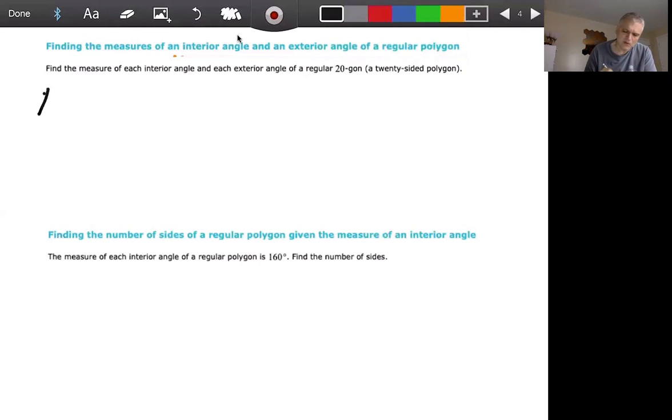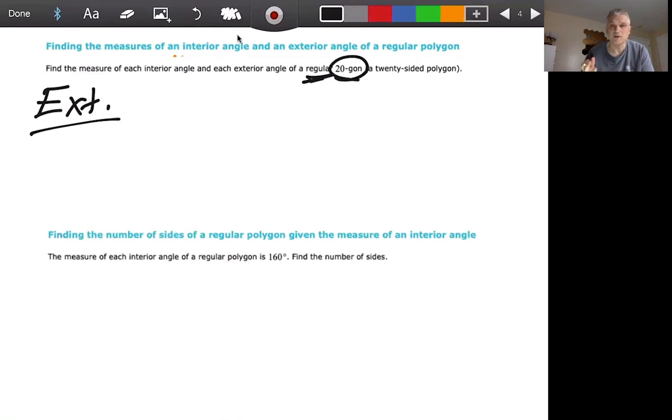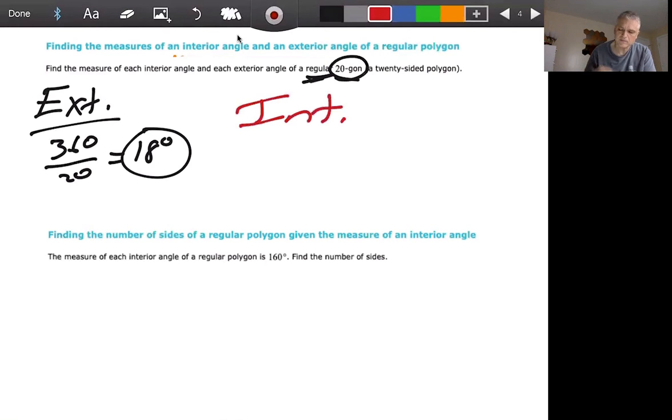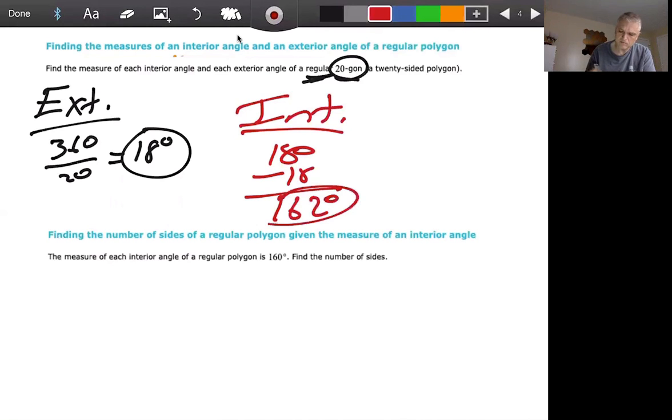So if I said I want to find one exterior angle of this regular convex, well, it has to be convex if it's regular, 20-gon, then I would simply say 360 divided by 20 is 18 degrees. Now how do I find an interior angle of a regular 20-gon? Well, simple. I know that the interior and the exterior angles form a linear pair. Done. Isn't that cool?